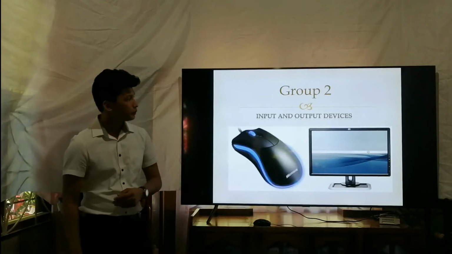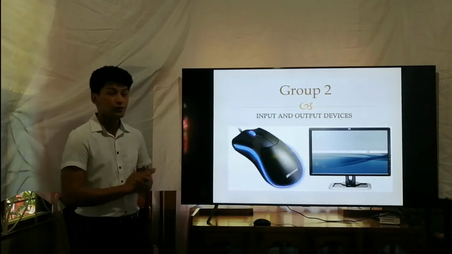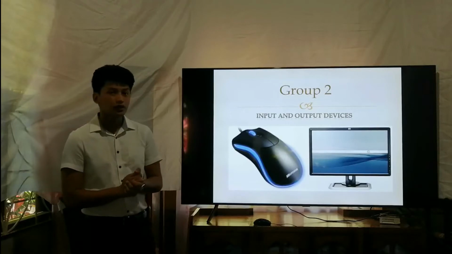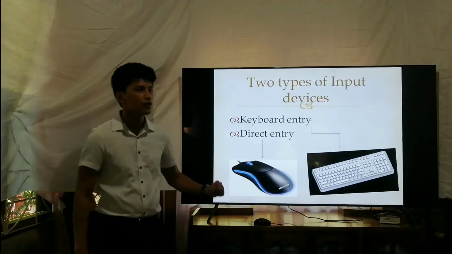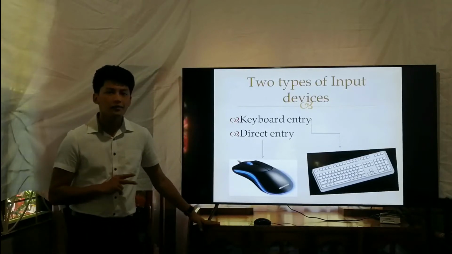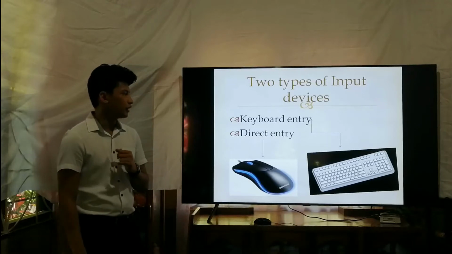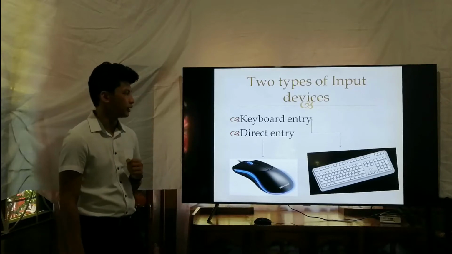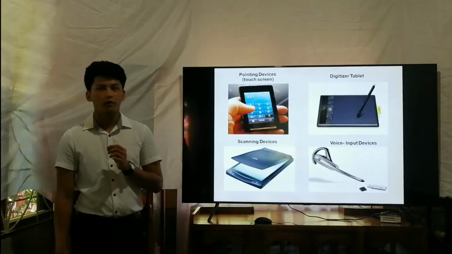Okay. So for group two, what has group two discussed? Input and output devices. Of course, we have two types of input and output devices. We have keyboard entry, then direct entry. So let us identify those direct entry.